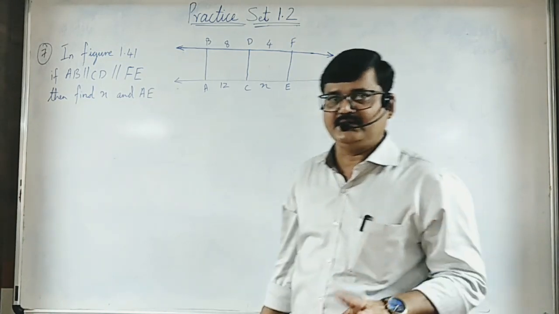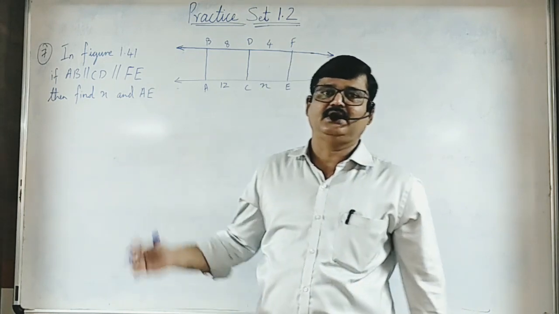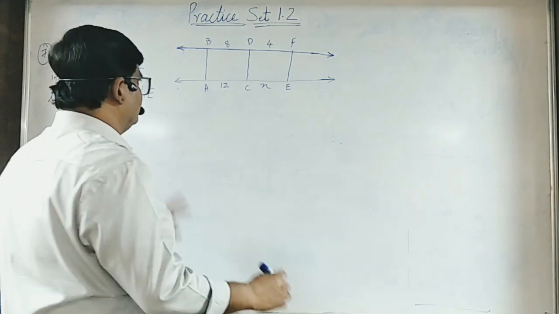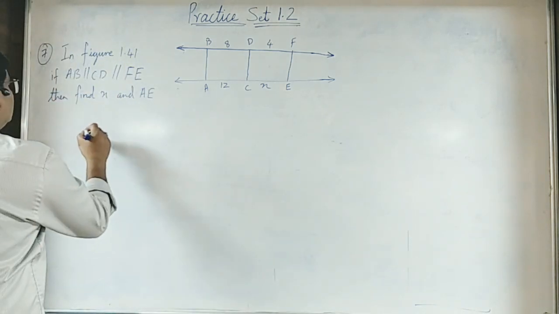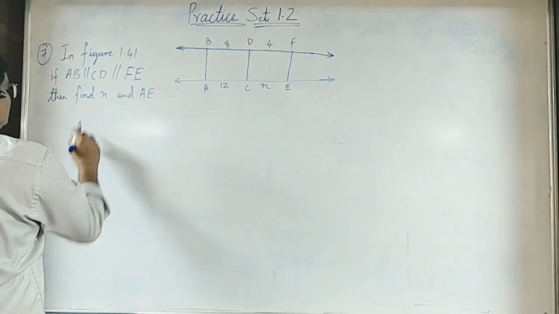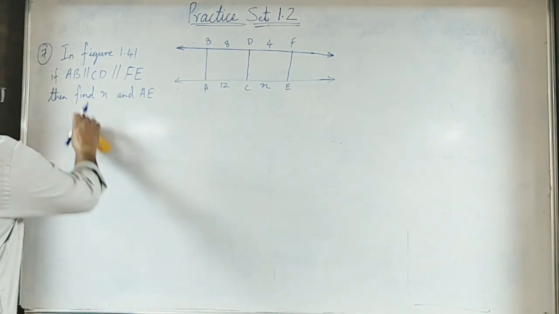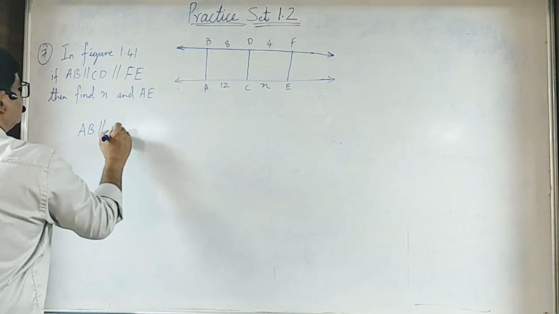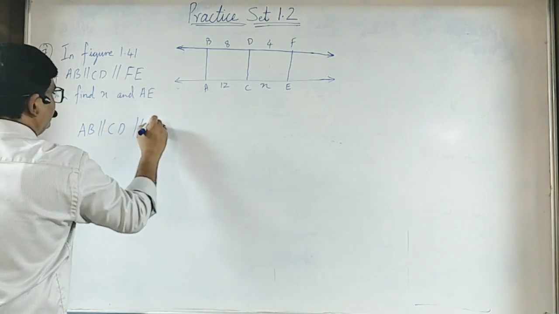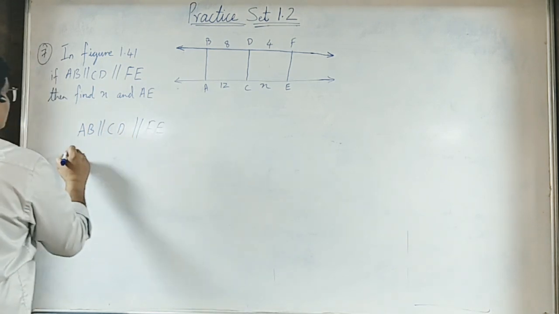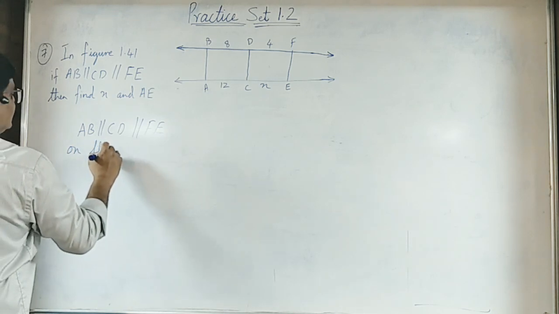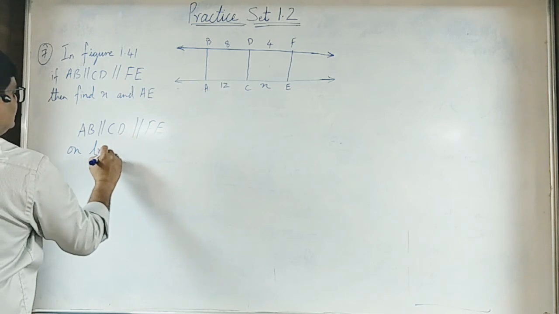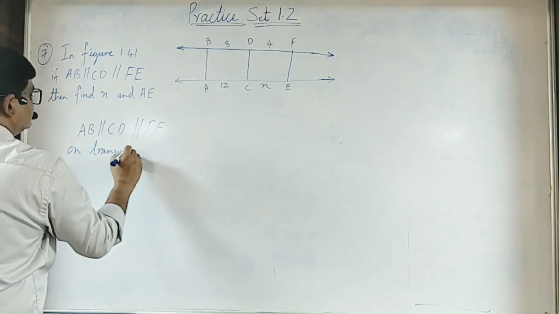So first we are going to find X, and then we will be able to find AE. How to do this is very simple. In the same way, AB has been given parallel, so I have to write it over here: AB parallel to CD parallel to FE. On transversal. Can you see this transversal? So what is your transversal over here?